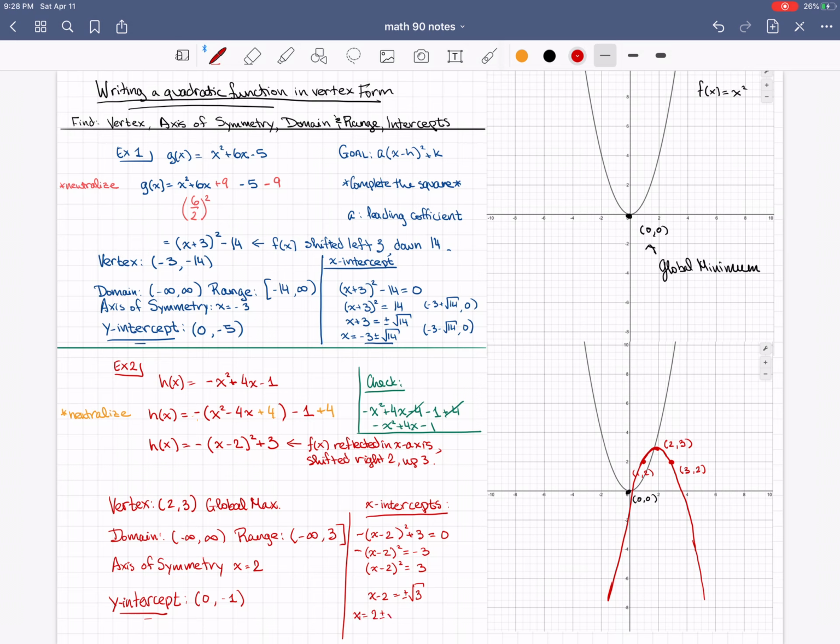So here are 2 examples where we take a quadratic function, granted without a leading coefficient really, and we put it into vertex form, which we then use to determine the vertex, the domain and the range, the axis of symmetry, and the intercepts. In the next lesson, we'll look at a very similar setup, but this time looking at functions that do have leading coefficients and how that impacts the process.